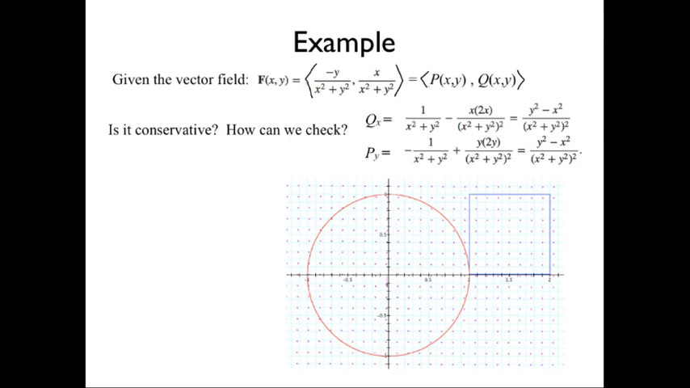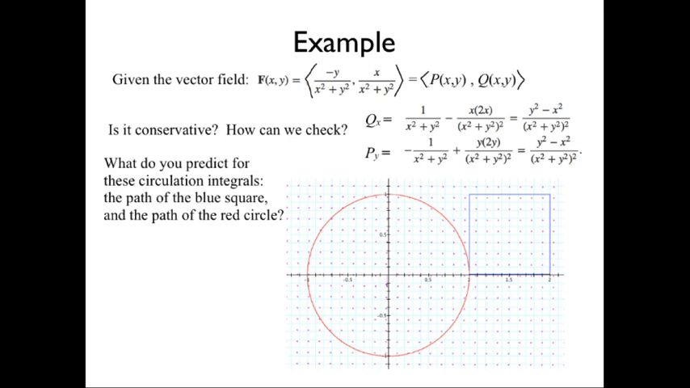So here's that vector field, and I'm going to show you two closed loops in that vector field. What can we say about the line integrals? What do you predict for these circulation integrals? If we do a line integral around a closed loop, we call that a circulation integral. We've got the path of the blue square and the path of the red circle. What do you predict for the values of those circulation integrals? You should be thinking 0 if we're in a conservative vector field. All closed loops have circulation 0.